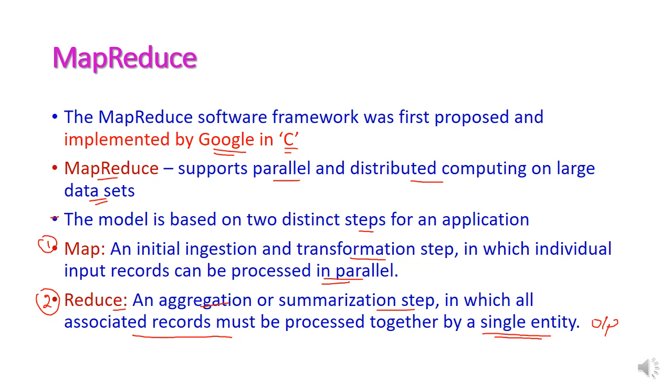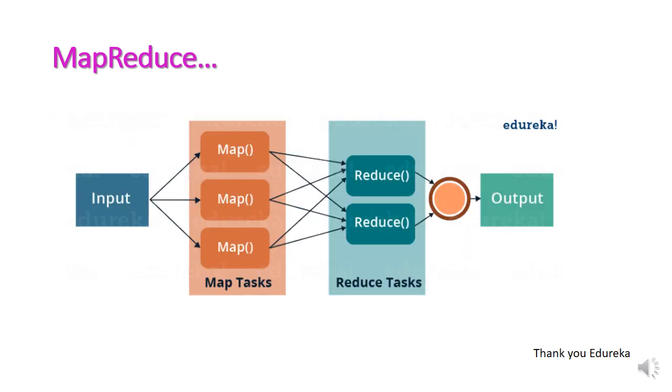So in MapReduce we are having a map function and a reduce function. So in MapReduce we are having two functions. The first one is map and the second one is reduce. So this is the map task and this is the reduce task. And this is the input text file.